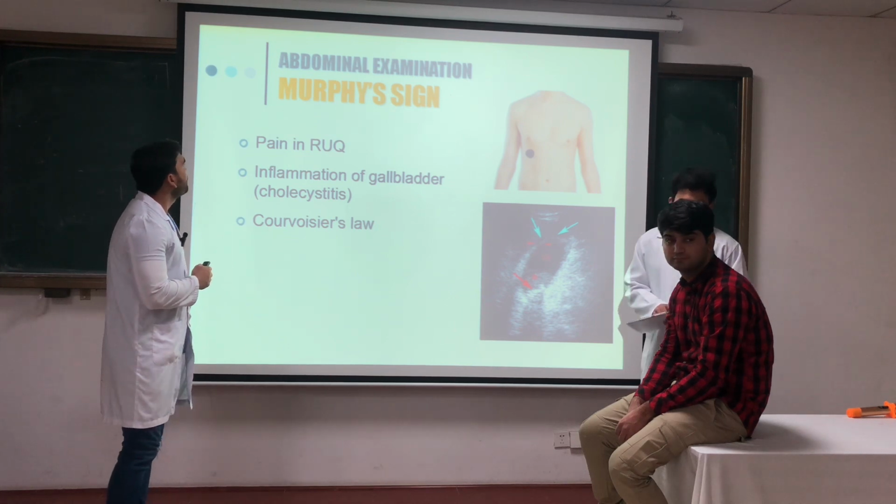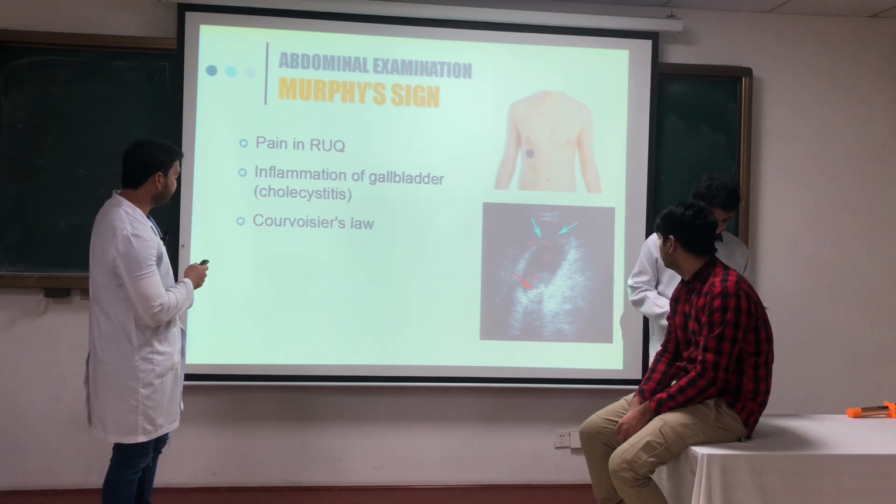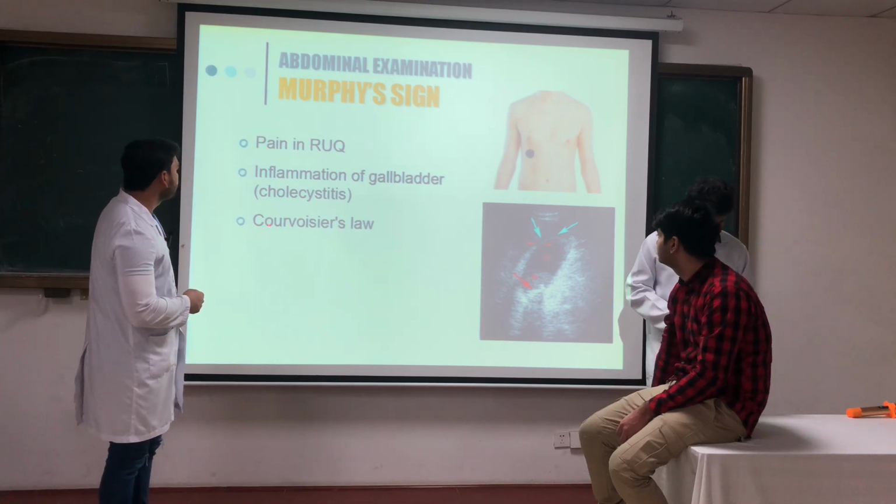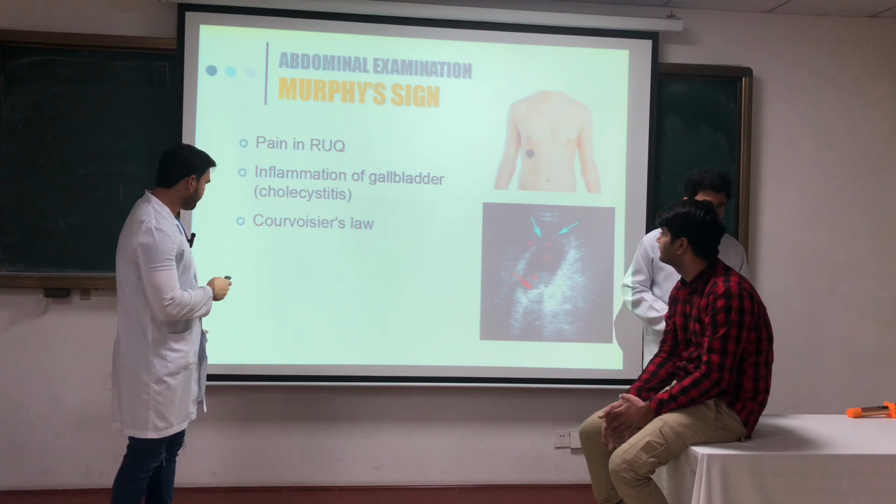In abdominal examination, Murphy's sign is important. Pain in the right upper quadrant suggests inflammation of the gallbladder. Courvoisier's law.